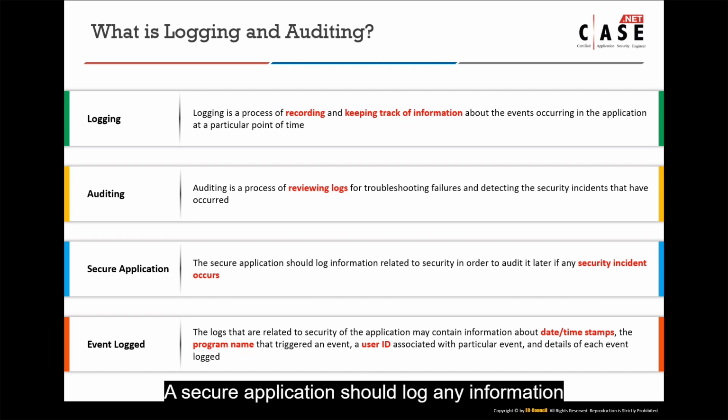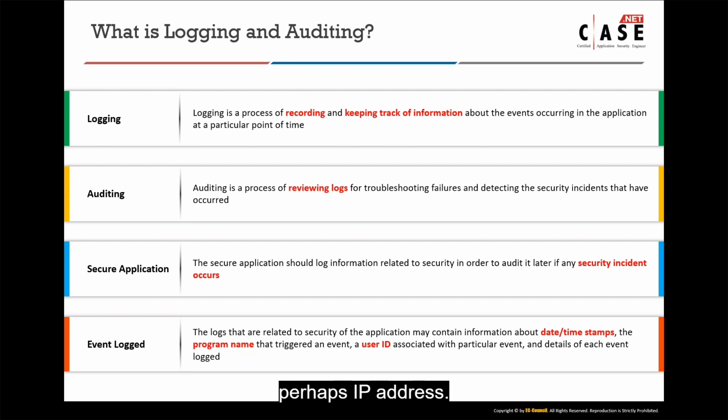A secure application should log any information related to security, failed login attempts, errors, all kinds of things. Events logged related to security should contain information, particularly the date timestamp, user ID, perhaps IP address, any things that might be useful.